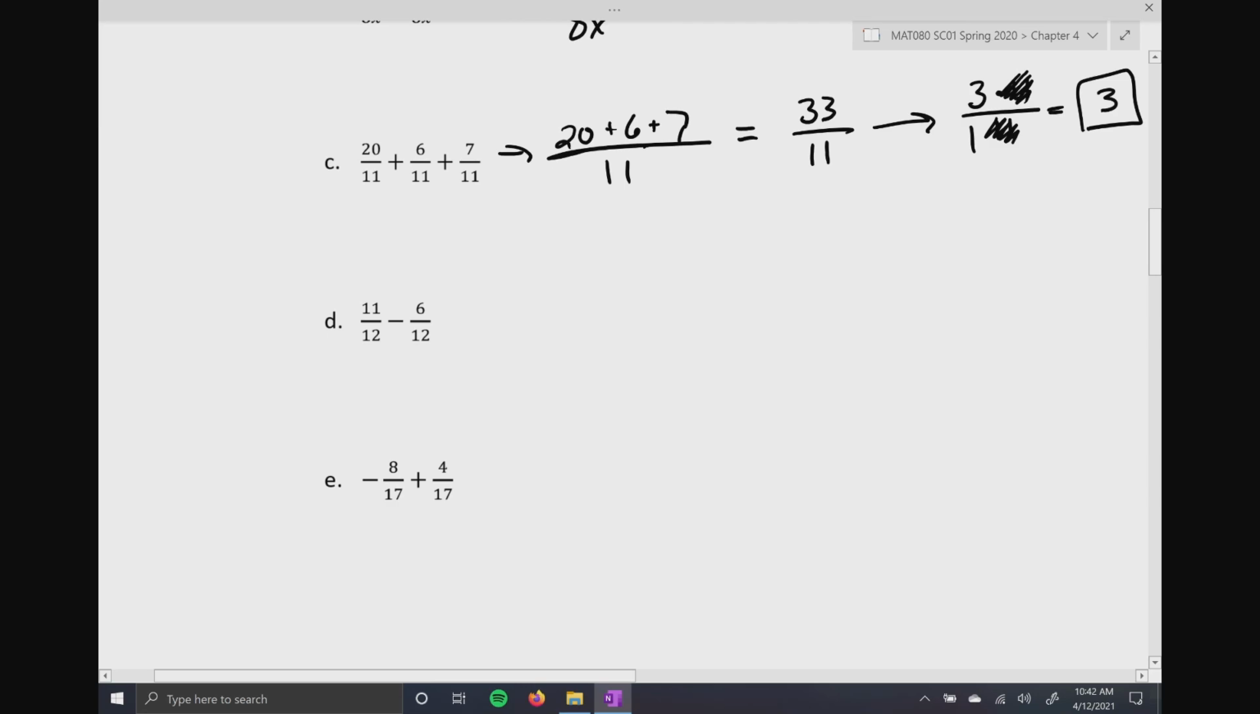Okay? Next one, 11 over 12 minus 6 over 12. Denominators are the same, so rewrite it. And write the numerator, 11 minus 6. 11 minus 6 is 5. I know that's completely reduced.